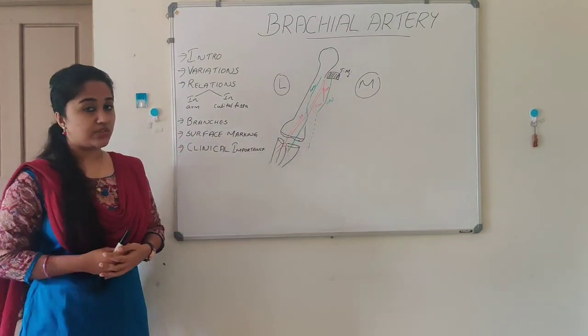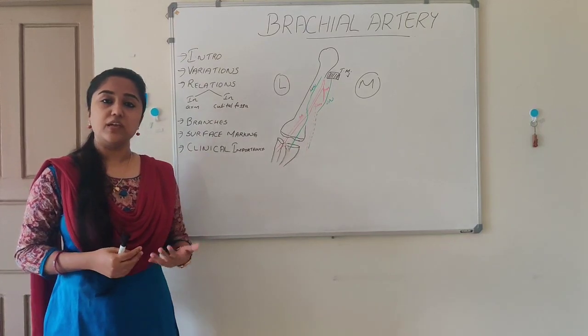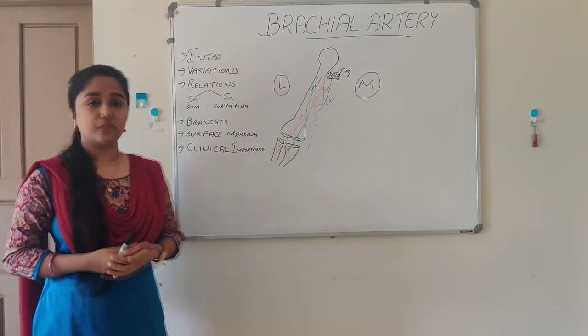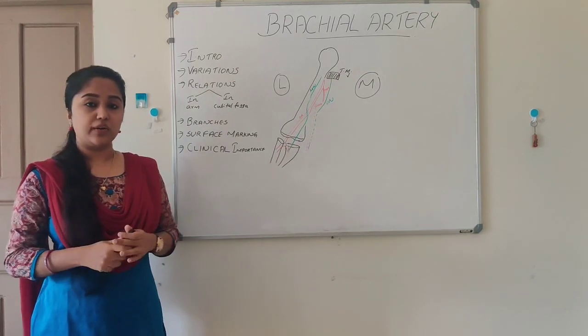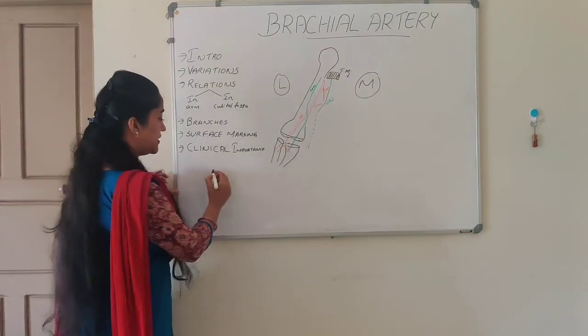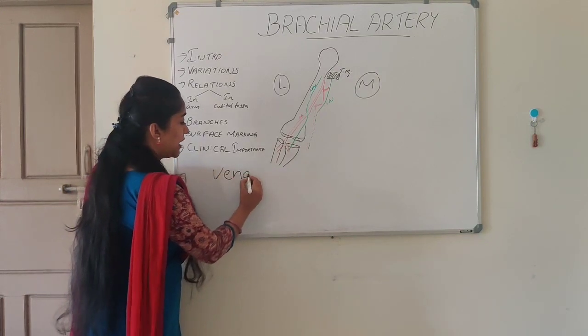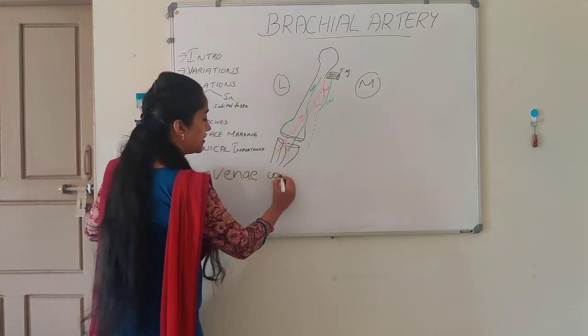Now, we'll see the relations of the brachial artery. First, the relations in the arm. Always, the brachial artery is accompanied by a vein known as venae comitans. That is, these are the brachial veins.